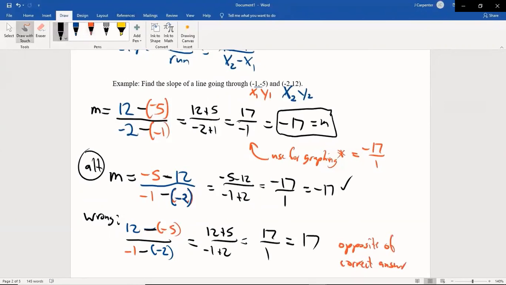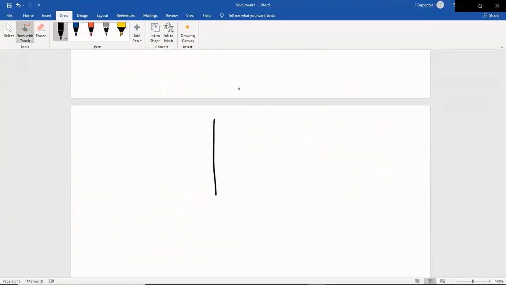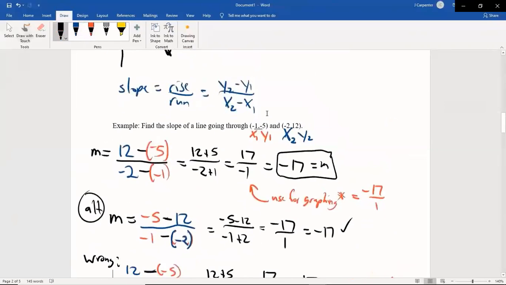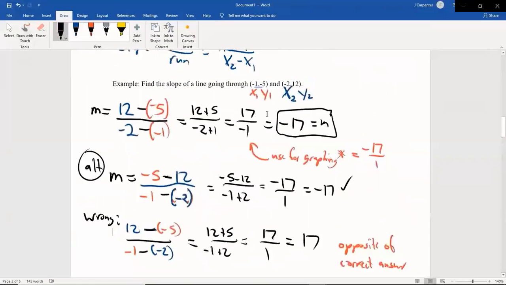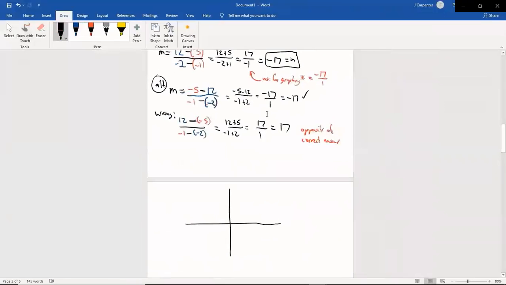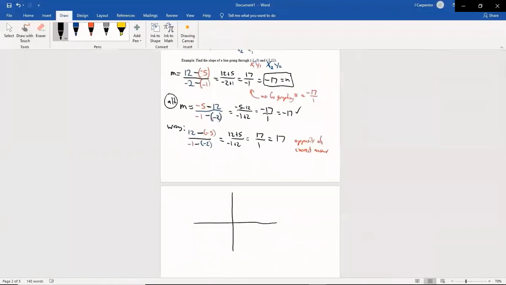All right, so finally we said we were going to graph this. I'm going to put the graph down here. I'll pull back after. What are our points? -1, -5, and then -2, 12. Let me just go ahead and do it this way, so I don't make a silly mistake. Sorry, that's really far out.